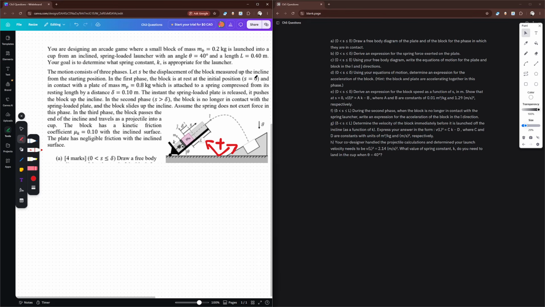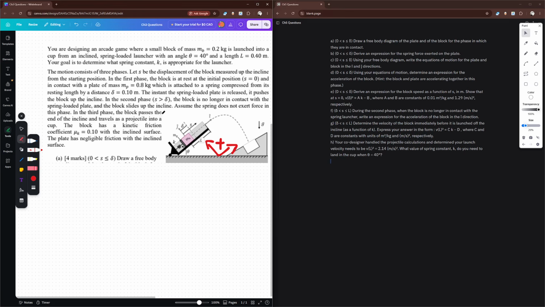The first phase, s equals 0, the block is at rest against a plate, M_P equals 0.8 kilograms. It's compressed from its resting length by distance delta of 0.1 meters. The instant it's released, it pushes the block up the incline. In the second phase, s greater than delta, the block is no longer in contact with the plate and slides up an incline. There's no forces from the spring in this phase.